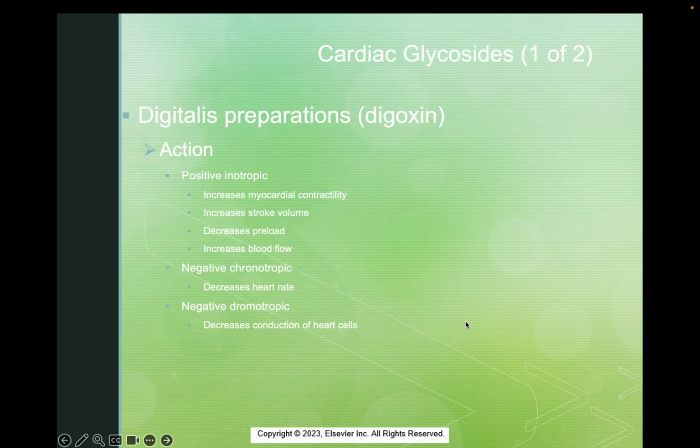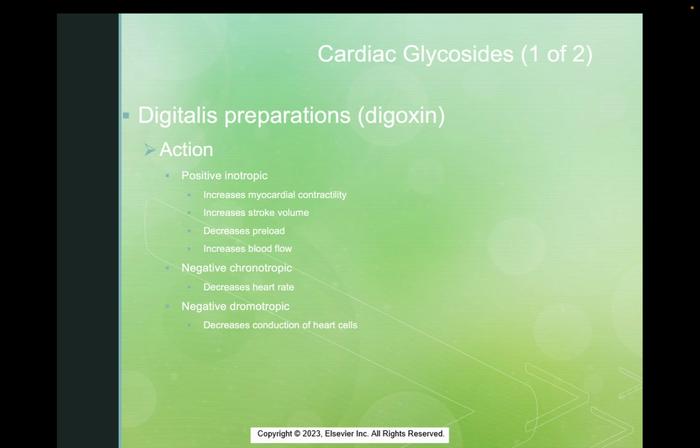So, when we talk about cardiac glycosides, the most common one you're going to see is digoxin or digitalis. So you may hear that referred to as either or, but digoxin is how it's most commonly referred to. So digoxin is a positive inotrope. It increases contractility, it increases stroke volume, it decreases preload, and increases blood flow.